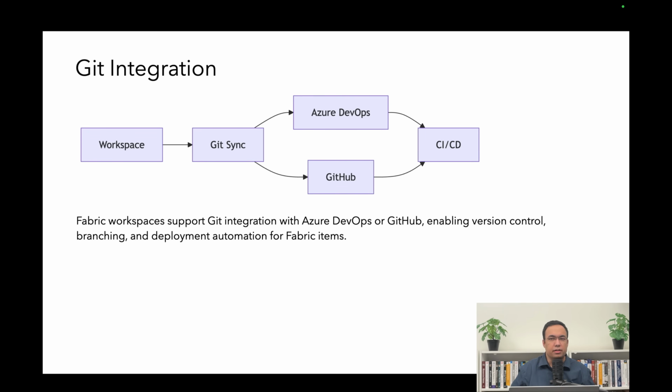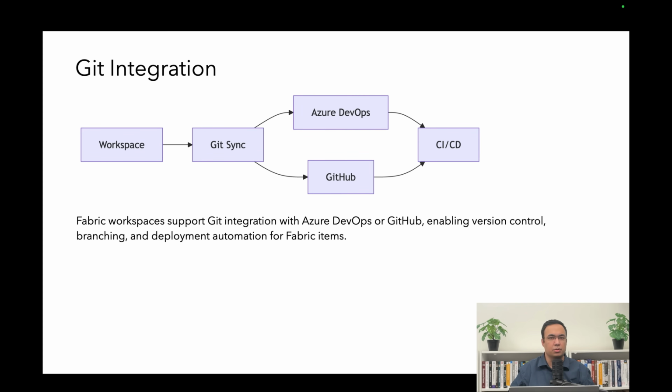Alright, let's talk about Git integration, which brings version control and DevOps practices to Fabric. Fabric workspaces support Git integration with Azure DevOps or GitHub. This enables version control, branching, and deployment automation for Fabric items. Think about how software development works.